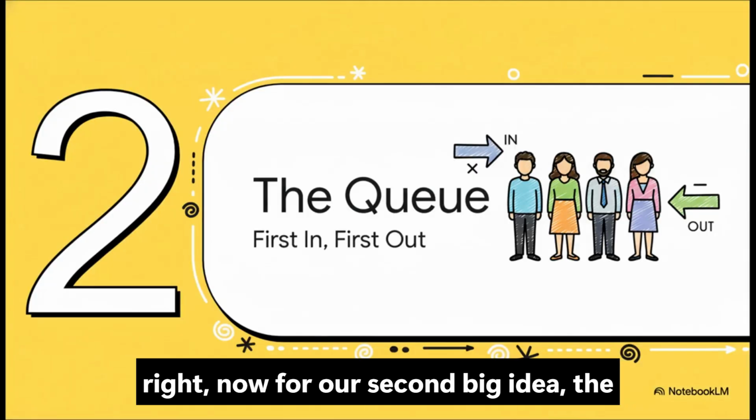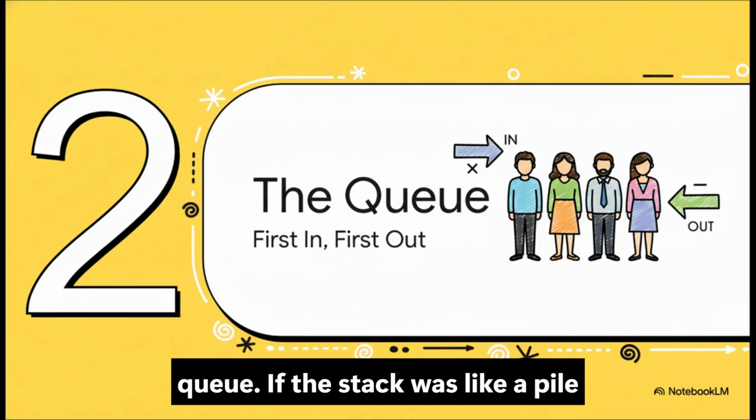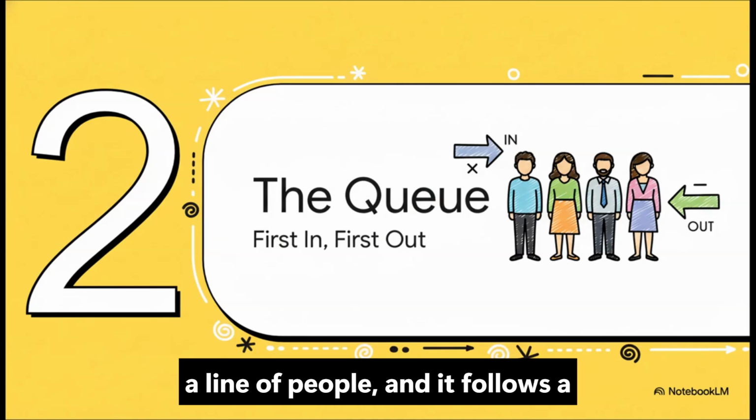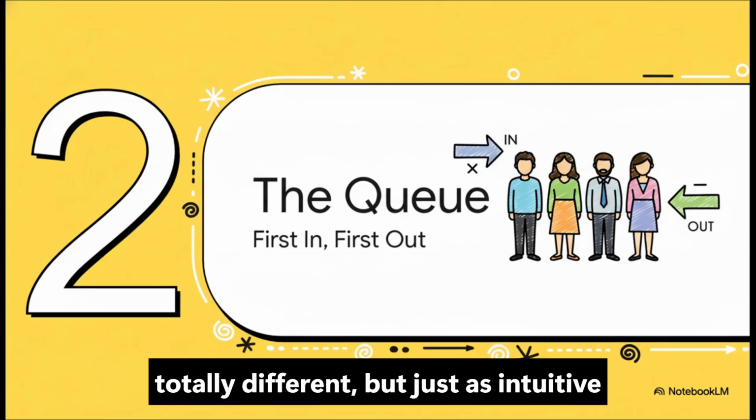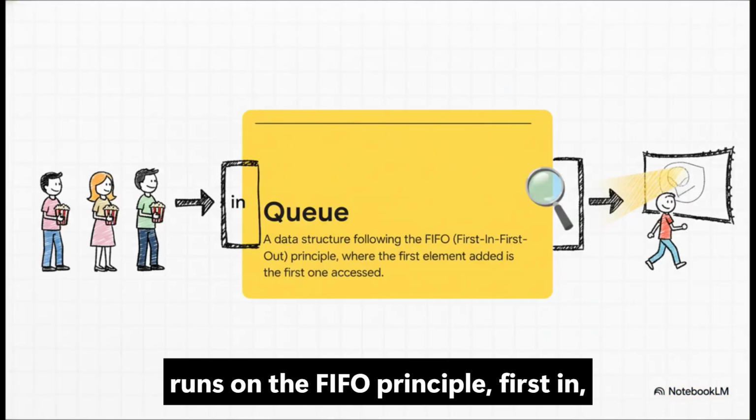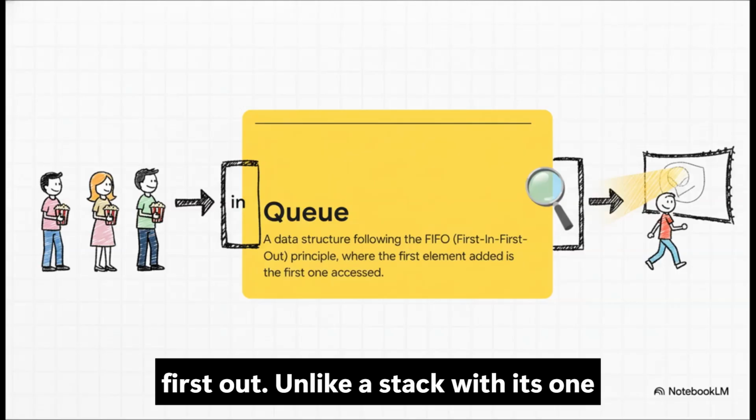All right, now for our second big idea, the queue. If the stack was like a pile of plates, the queue is much more like a line of people. And it follows a totally different, but just as intuitive rule. A queue is all about fairness. It runs on the FIFO principle, first in, first out.